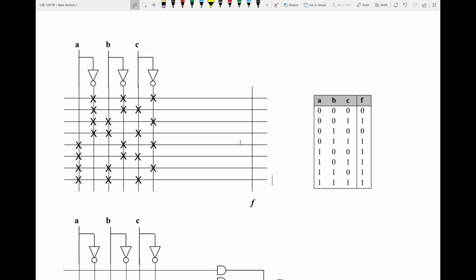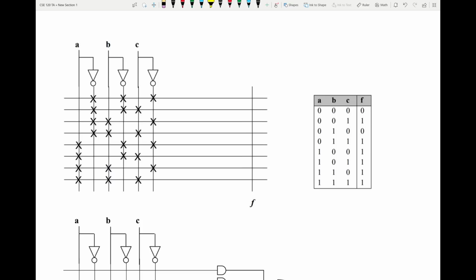Starting off with the PROM. Now the PROM, as you can see, these X's indicate that these points are fixed, meaning you can't change them at all. The way they are is just the way they are, and there's nothing you can do about it. However, you will notice that over here there's nothing going on. This is where the programmable aspect of the PROM comes in handy.